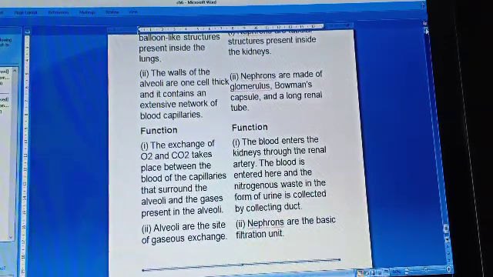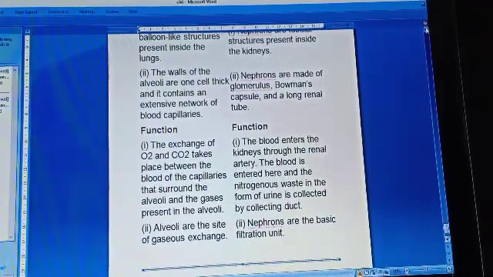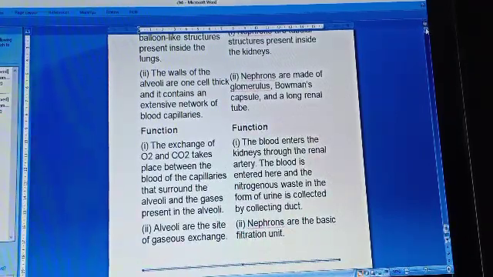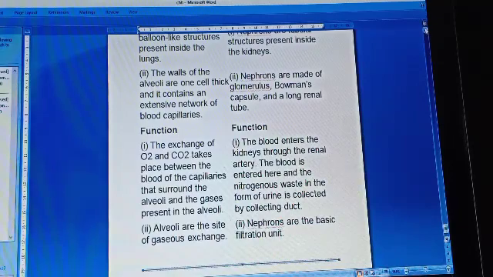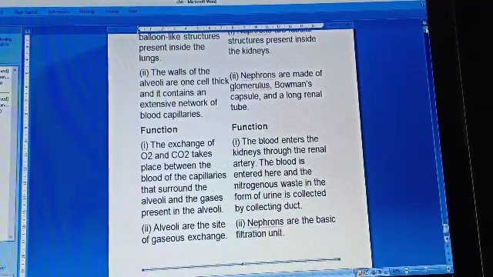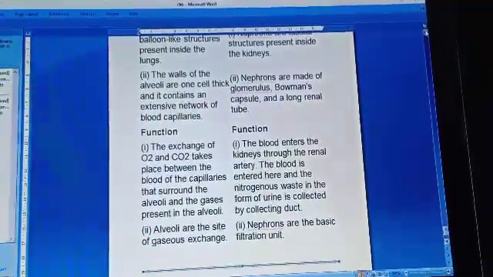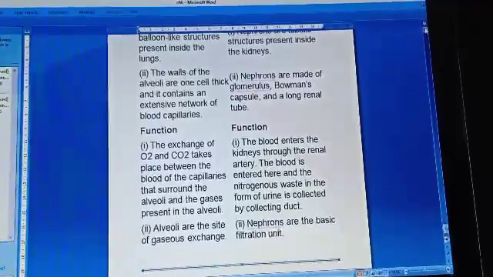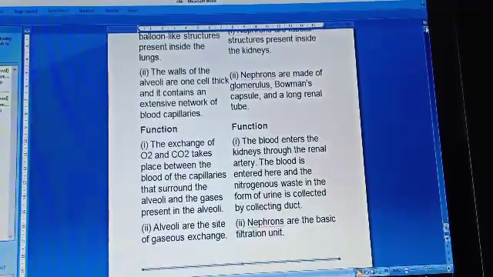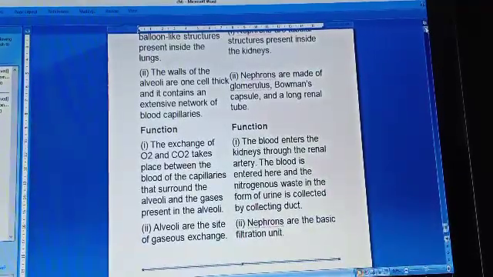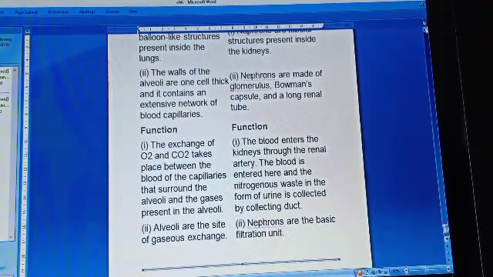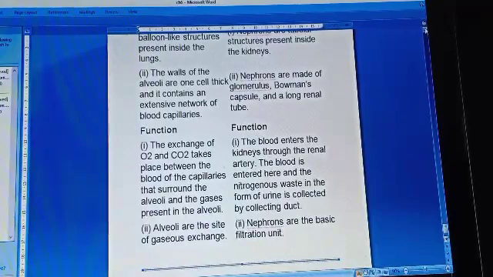It is not mentioned over here but you can write it down. The second thing is reabsorption of materials like amino acids, glucose, water, etc. The alveoli are the site of gaseous exchange, whereas the nephron is the basic filtration unit.